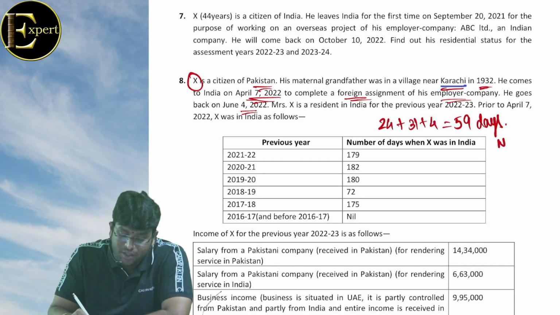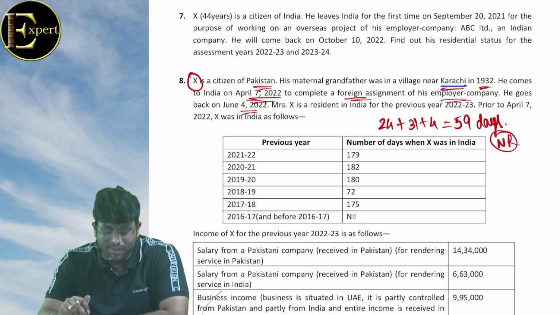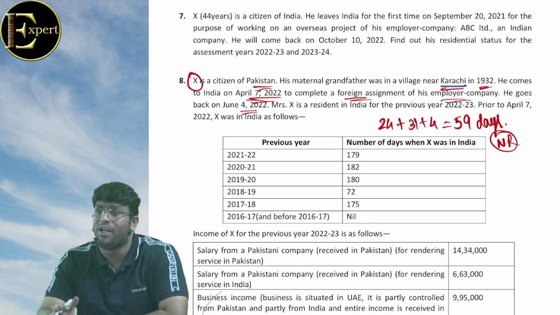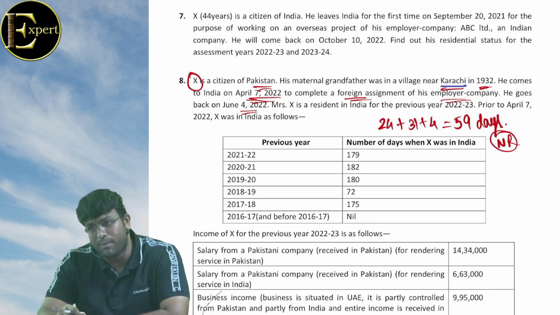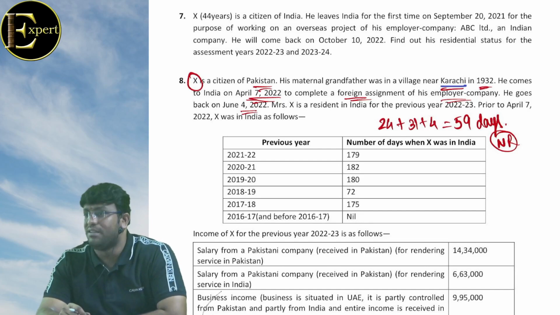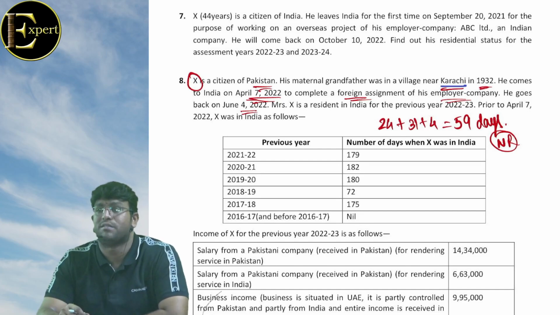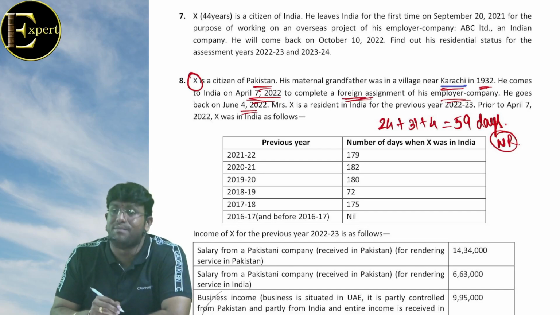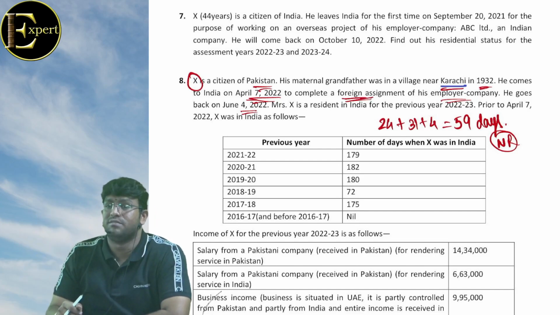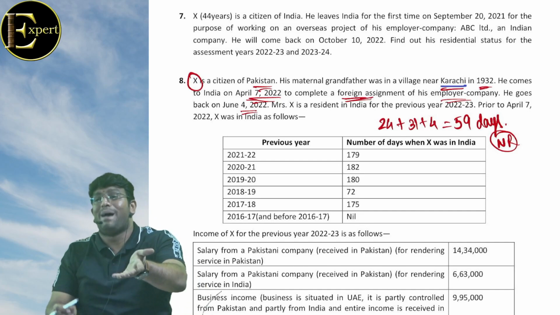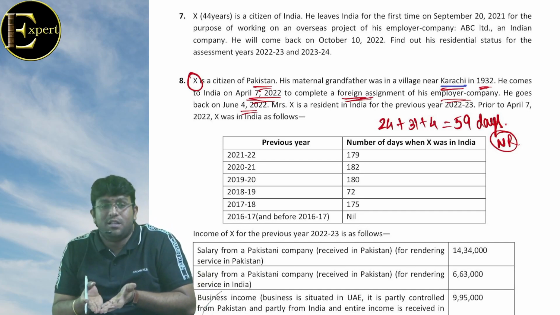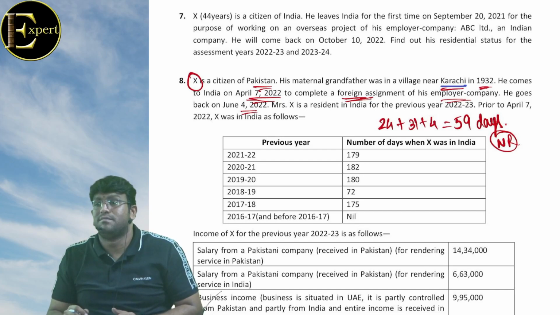Without any second thought, non-resident, because he must satisfy at least 120 or 182. Person of Indian origin coming to India for a visit. He comes to India to complete a foreign assignment. He did not go out for employment; he came to India. He is our guest.